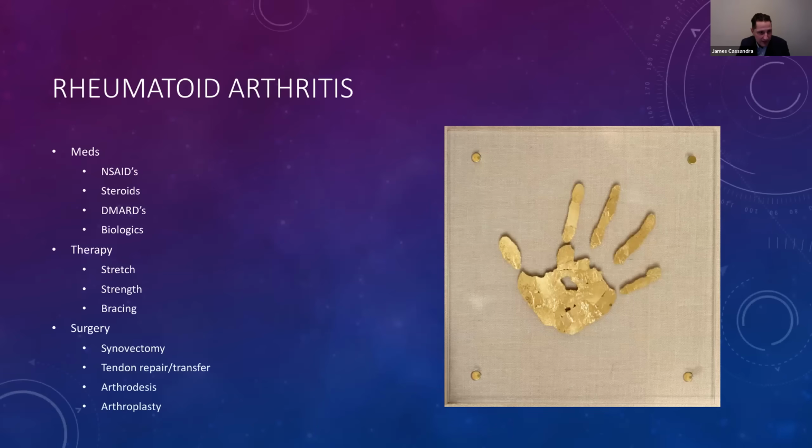So rheumatoid arthritis medications are key. Anti-inflammatory steroids, disease-modifying drugs, biologics. Therapy can be helpful with stretching, strengthening, bracing, and surgery. It can be helpful too with synovectomy, cleaning out the inflamed synovium. And then other surgeries are tendon repair, tendon transfer, arthrodesis, or arthroplasty.